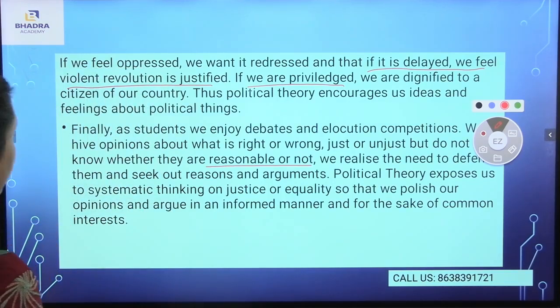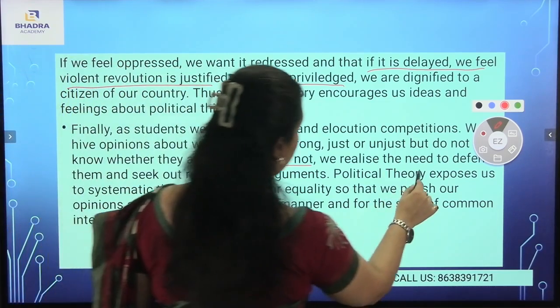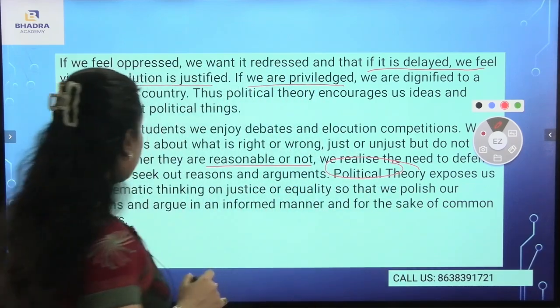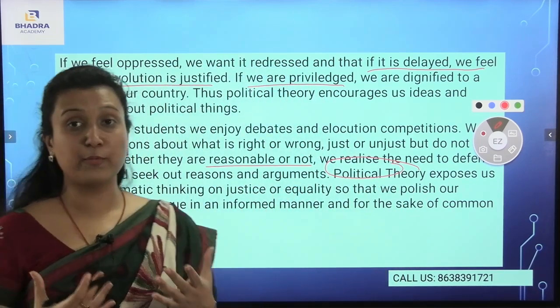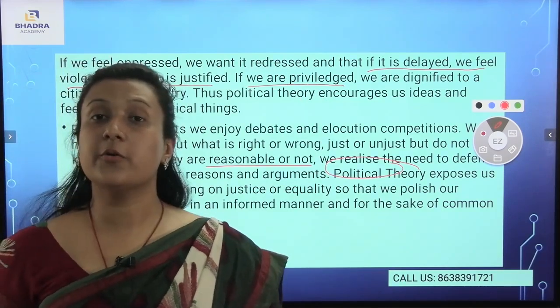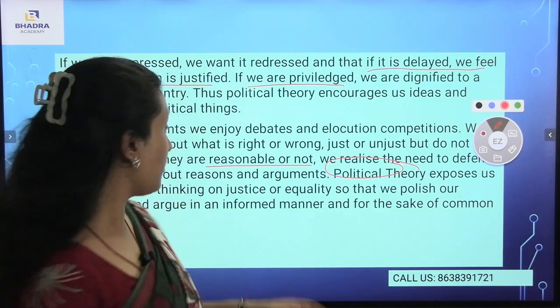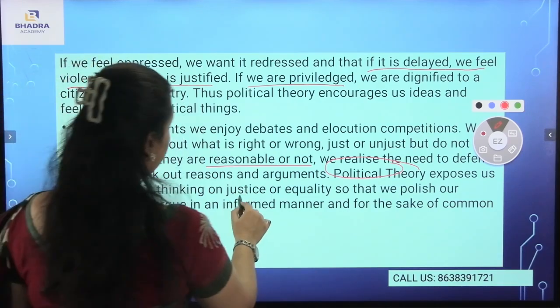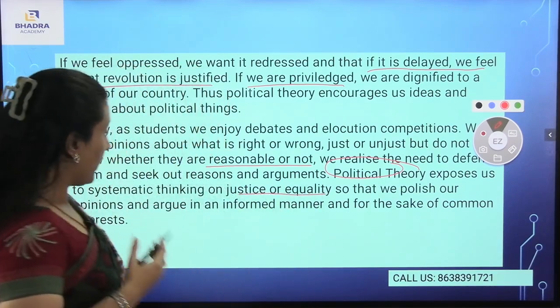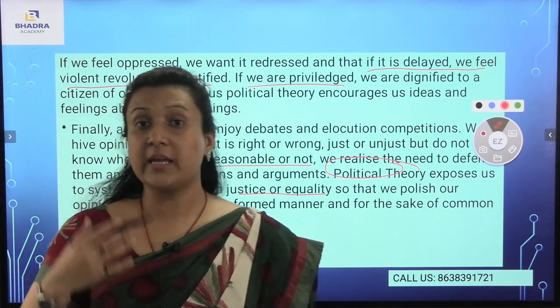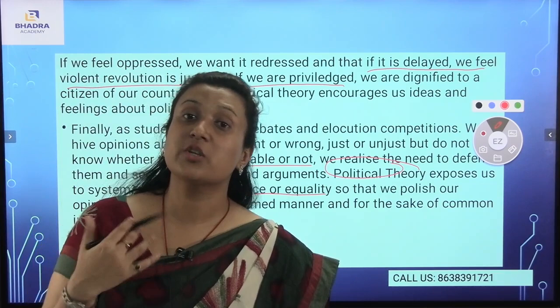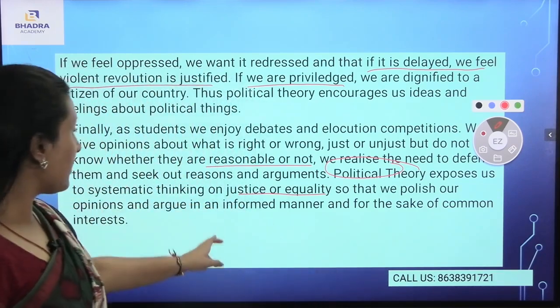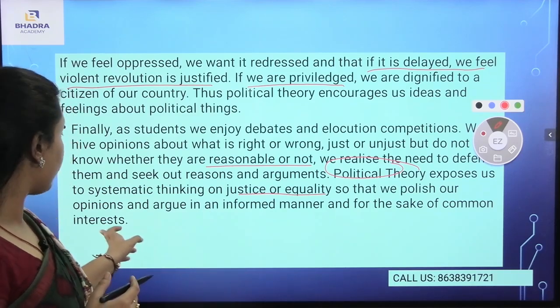Political theory exposes us to systematic thinking on justice or equality so that we polish our opinion and argue in an informed manner and for the sake of common interest. Political theory exposes us to systematic thinking. It gives us the ideas of justice and equality, and it also polishes our viewpoint and opinion. Also, it helps us argue in an informed manner and for the sake of common interest.